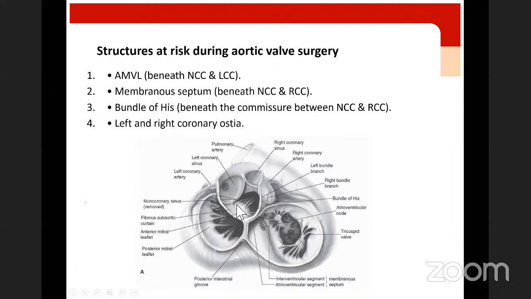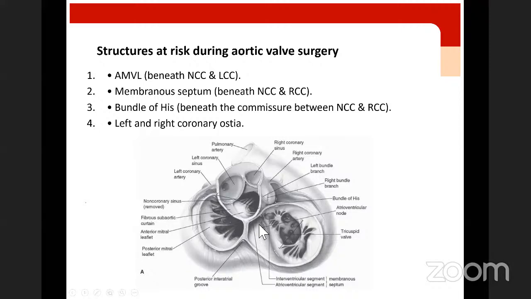as part of the aortic mitral continuity. And if you can see here, the dashed line, this would be the interventricular septum, dividing the left from the right ventricles. The upper part of the interventricular septum is the membranous part, and then running through that is the conduction system.